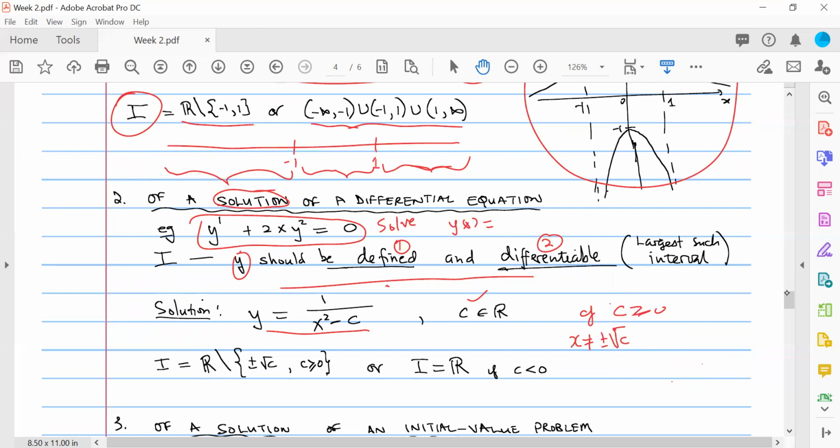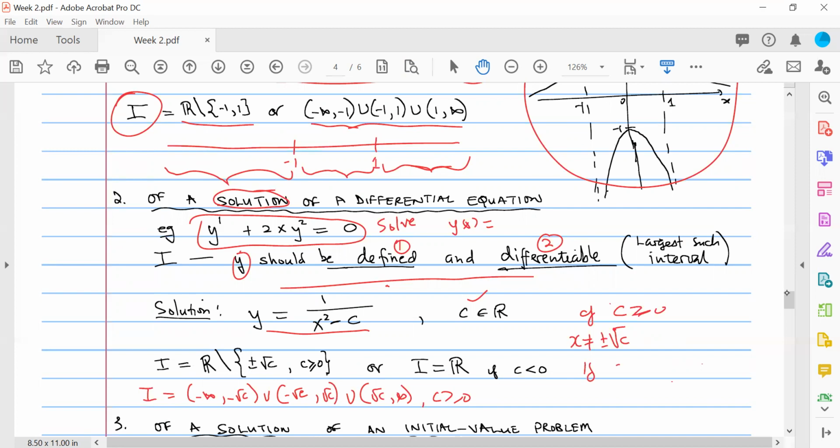Okay. So then we take our interval for that case. It would be minus infinity to minus root c, union minus root c to root c, union root c to infinity. That is if c is greater than or equal to 0.